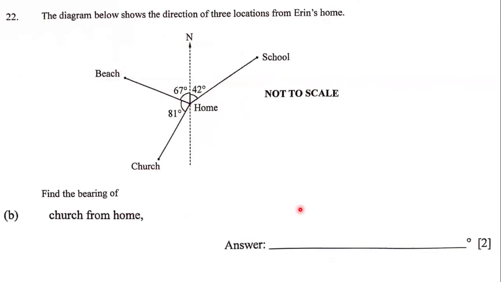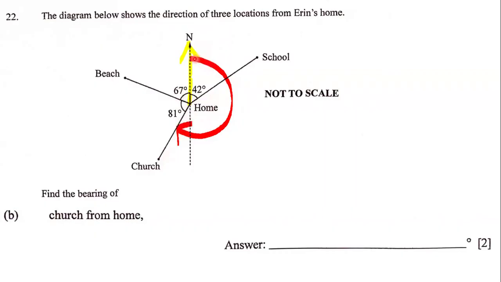Here they want the bearing of church from home. So that means that we're going to start where? We're going to start at home, and then we're going to draw our north. Like I said, the good thing about this particular question is the north is already drawn for us, but you want to get in the habit of drawing your north. And so we're going to rotate in this direction. We go until we reach the church right there.